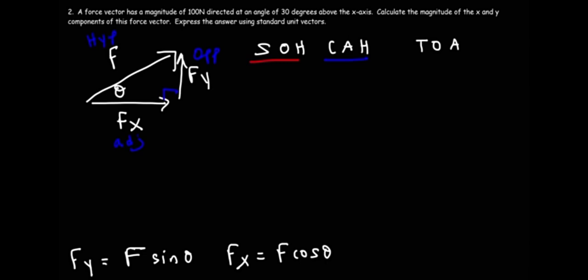Now for the last one, TOA, tangent theta is equal to O, or opposite, which is Fy, over the adjacent part, which is Fx. So I like to use this formula to calculate the angle, because in some problems, you need to determine the magnitude and the angle.